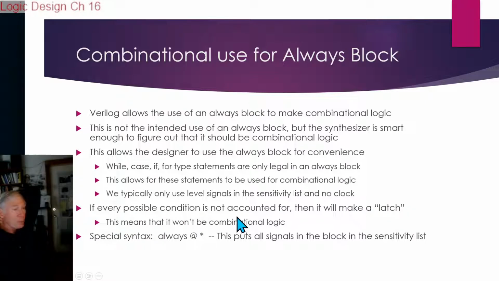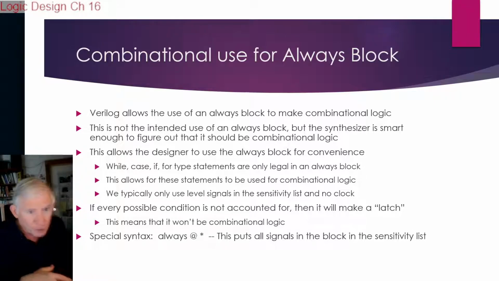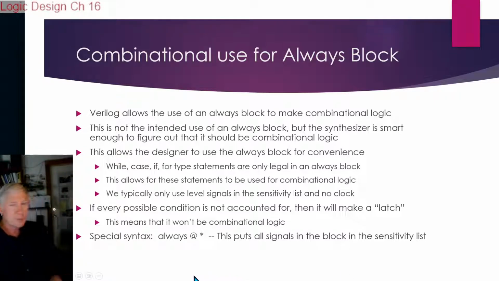If every possible condition is not accounted for in the always block, then it may make a latch. And that means it won't be combinational logic, it will be sequential logic, which you didn't intend if you're using it for this bastardized purpose. And finally, we have this special syntax, always asterisk. So we don't actually have a sensitivity list. This asterisk means all the signals that show up in the block are automatically included in the sensitivity list as level signals, not as edge signals. Okay?